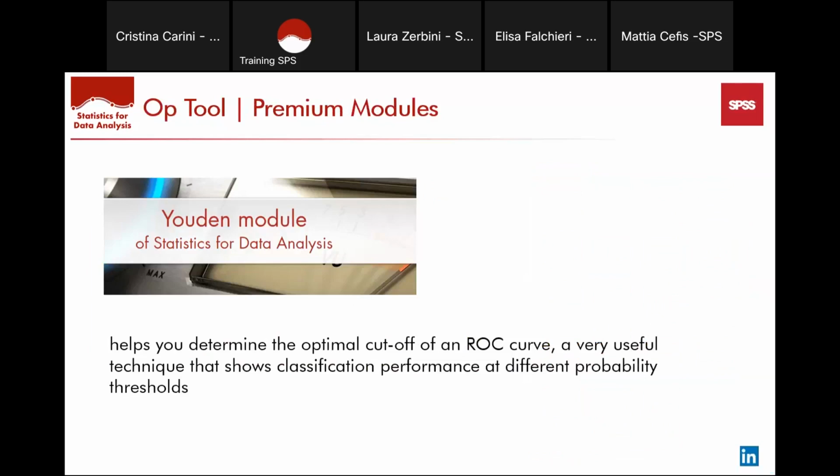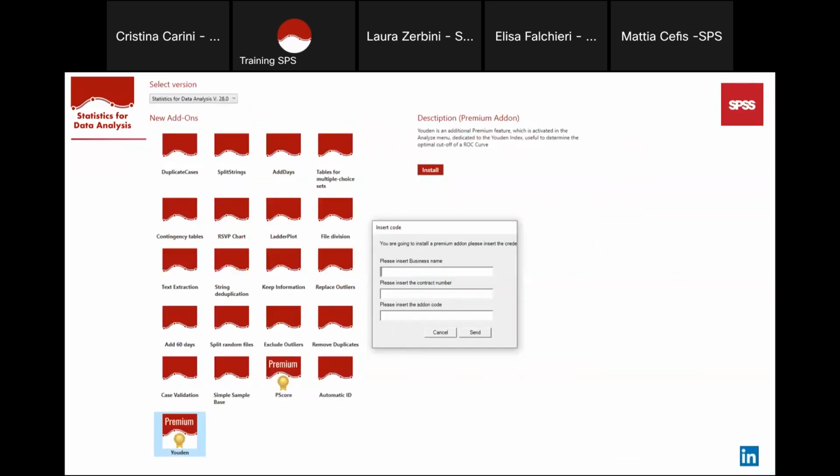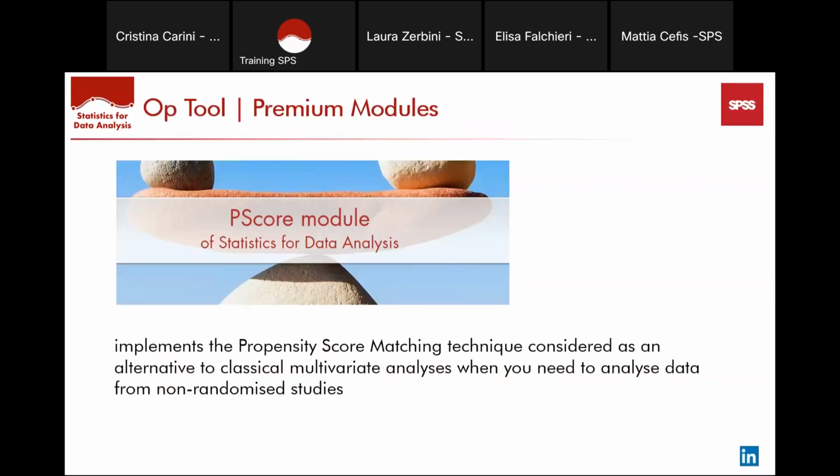Together with the add-ons that I showed you, there are some premium modules that SPS Factory has developed. One is the UDEM module to define the cutoff of a ROC curve, and this is the script that you find in the solution for downloading. The other is the P-score module for the propensity score matching technique.